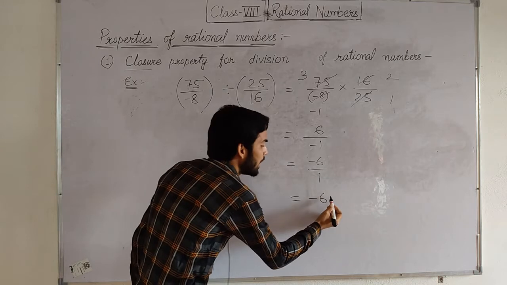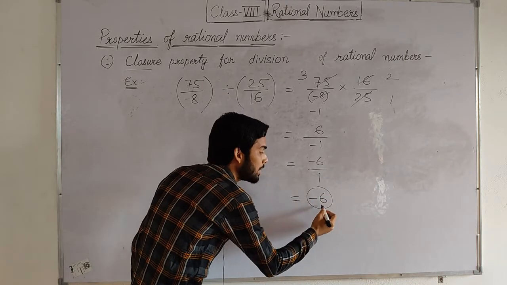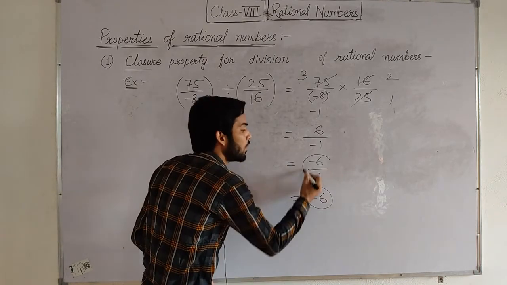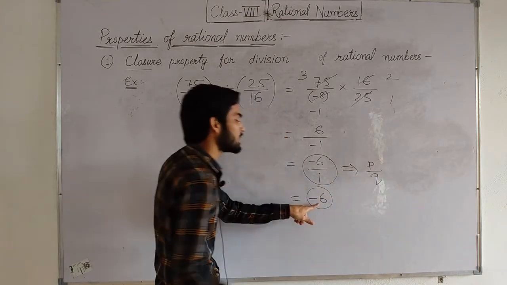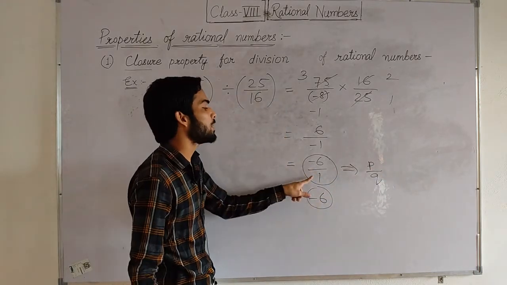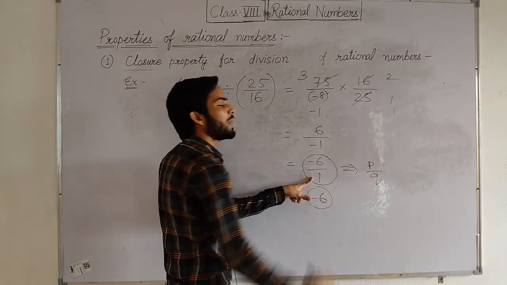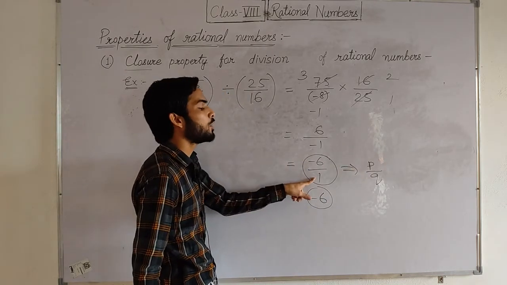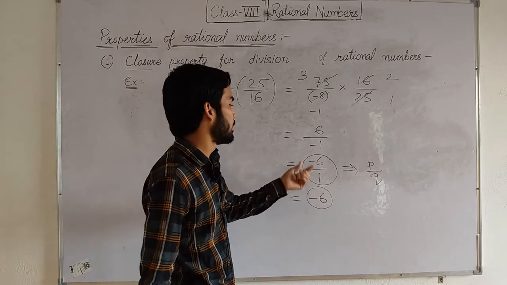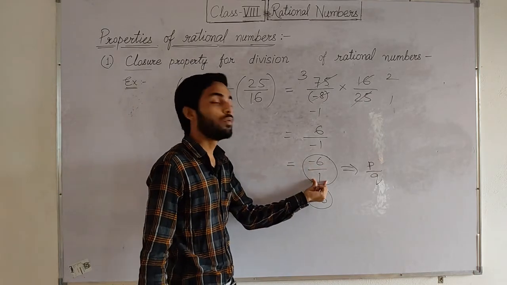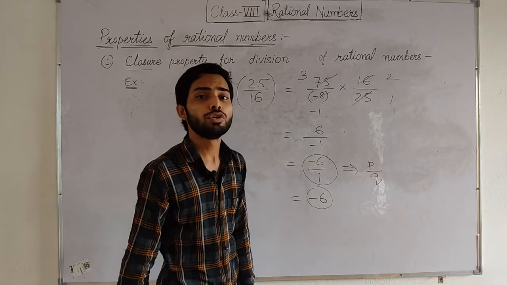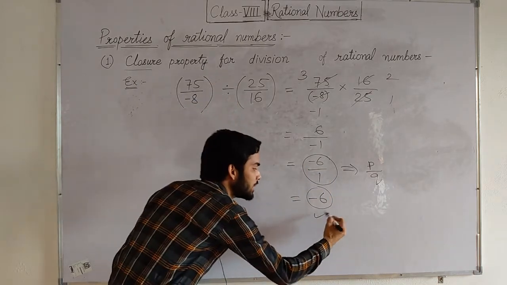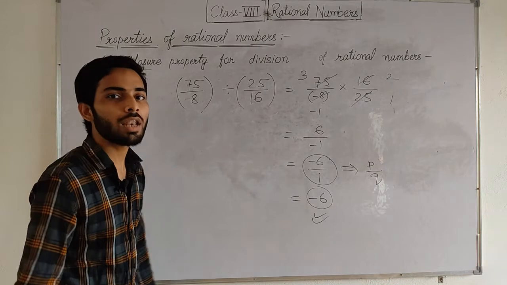This is a rational number because this number can be expressed in the form of P by Q. Minus 6 can be written as minus 6 upon 1, that is in the form of P by Q, where numerator and denominator both are integers. Minus 6 is also an integer, 1 is also an integer, and the denominator is not equal to 0. So this minus 6 is a rational number.